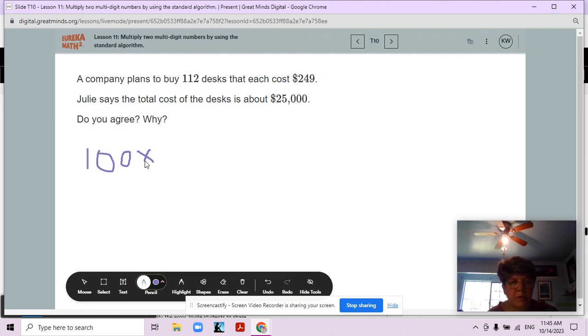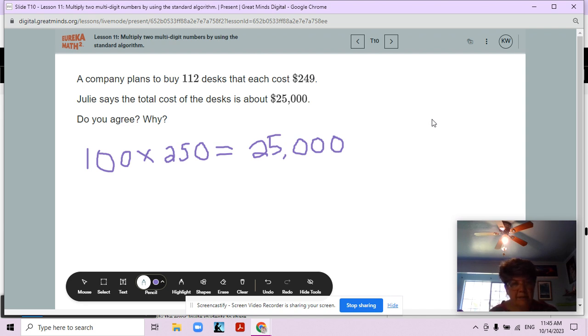And 249 is pretty close to 250, right? And we choose 250 because we know that it's really easy to multiply 250 times 1 and then just add the 3 zeros. Well, that looks like Julie's estimate is right on, $25,000. That's a lot of money to spend on desks.